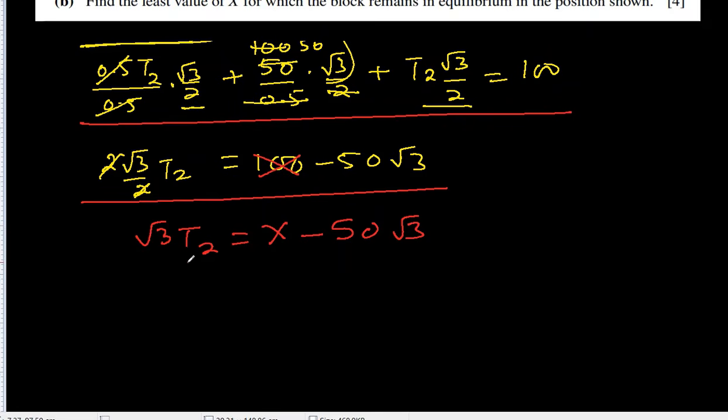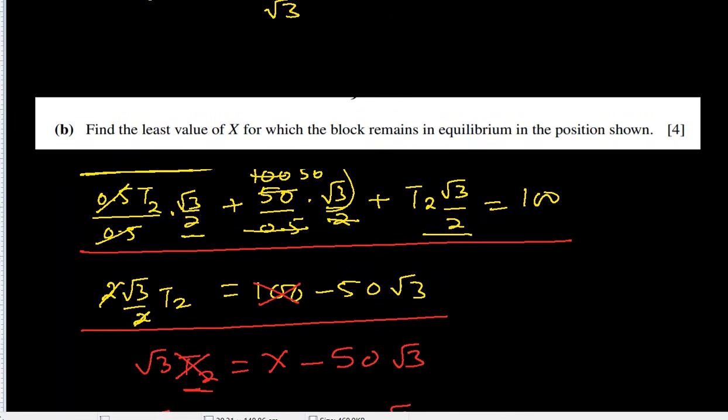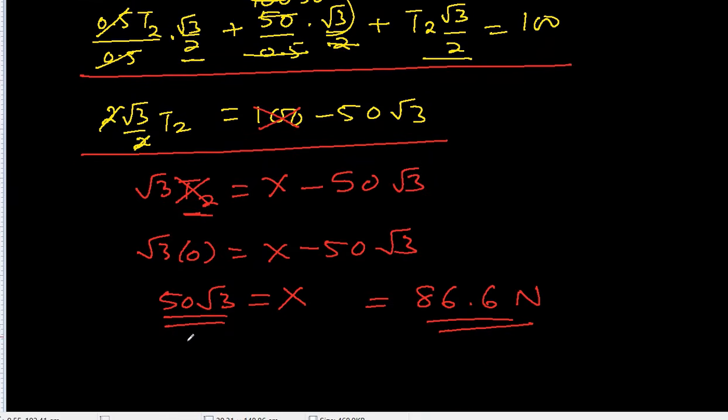And we want a situation when T2 is about to become a wilted rope. So no tension in this, so it becomes square root 3 times 0 equal to x minus 50 square root 3, and this is 0, so 50 square root 3 comes to the left side, and that is the value of x, which will be about 86.6 newtons. Okay, so the concept should be very clear to you. The least force, as they are saying, will be the one which will just make that tension exist, and that's how it will be.